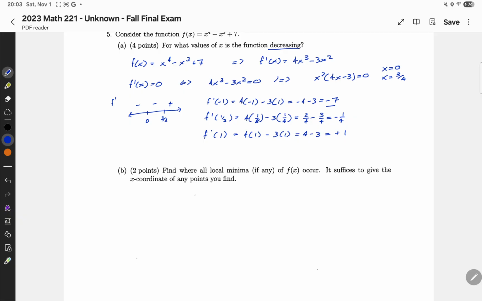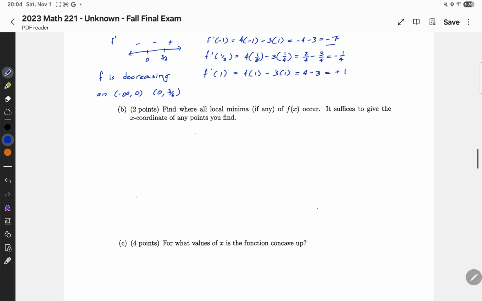So now here, we can use this number line to see that f is decreasing on the intervals. We have from minus infinity all the way up until 0, and then we have from 0 up until 3/4. And then these are going to be non-inclusive bounds, right? Because at 0 and at 3/4, the derivative is 0. And then, of course, we can't have a closed bound on infinity.